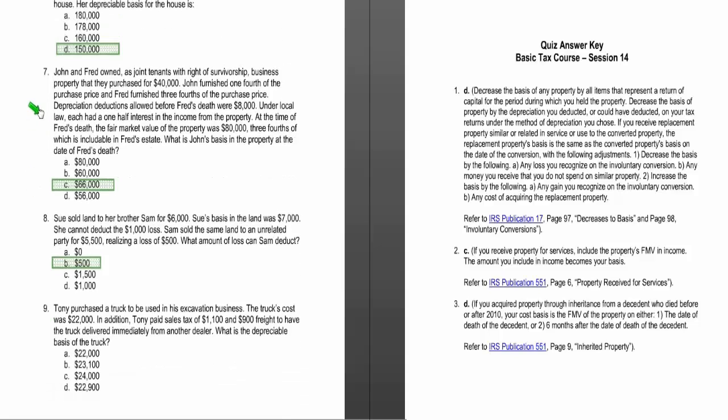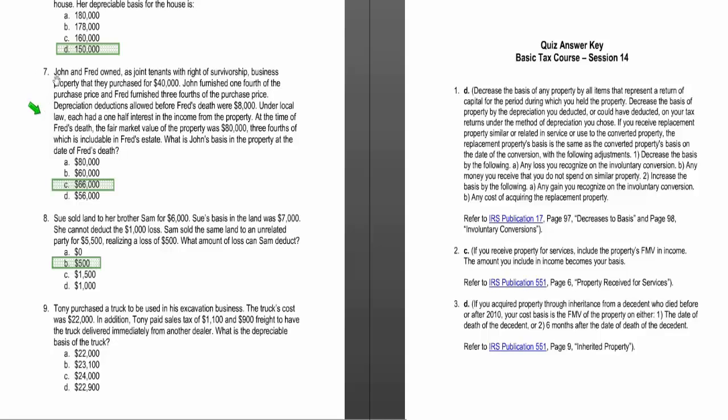Question number 7. John and Fred owned, as joint tenants with right of survivorship, business property that they purchased for $40,000. John purchased 1/4 of the purchase price, and Fred furnished 3/4 of the purchase price. Depreciation deductions allowed before Fred's death were $8,000. Under local law, each had 1/2 interest in income from the property. At the time of Fred's death, the fair market value of the property was $80,000, and 3/4 of that is includable in Fred's estate. What is John's basis in the property at the date of death?